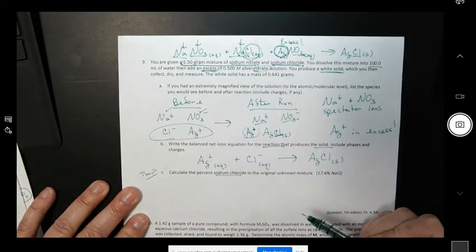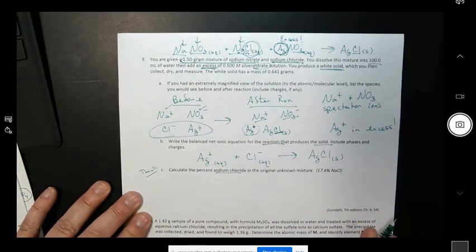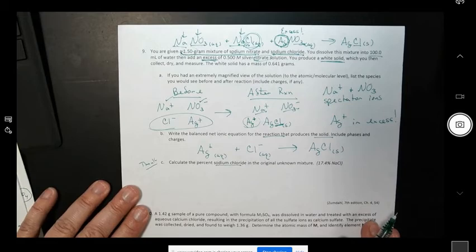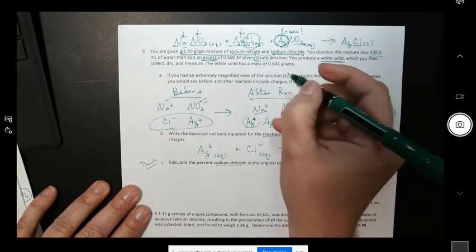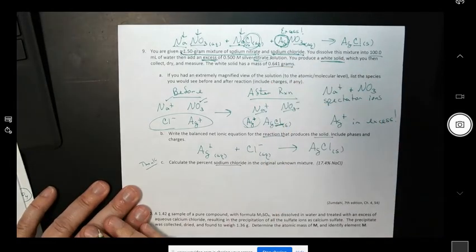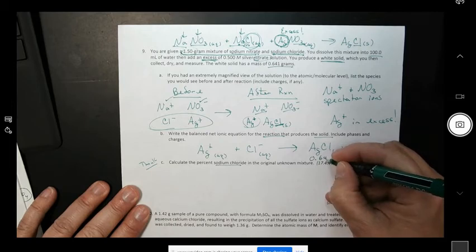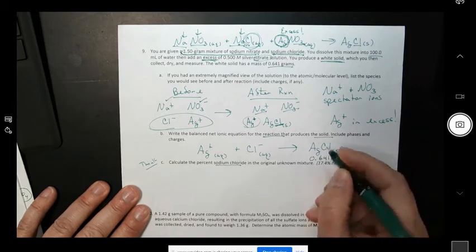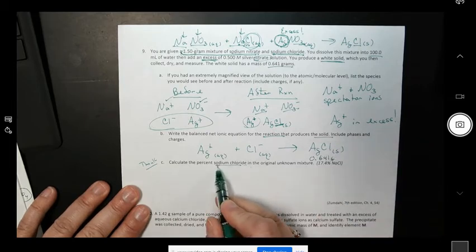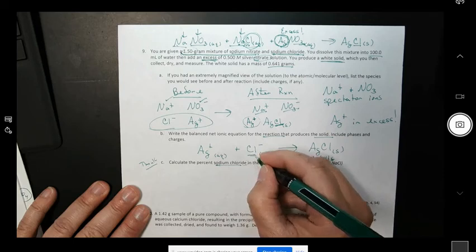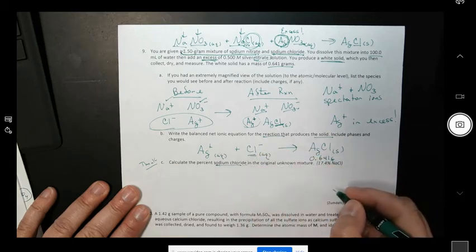This should look familiar. We looked at one of these early on this year, and I said it was going to come back. It was a precursor. So let's take a look at our solid that we massed out. We massed out 0.641 grams. We're going to start with that 0.641 grams, and we want to calculate percent sodium chloride. So what we really need to know is how many moles of that Cl we got.